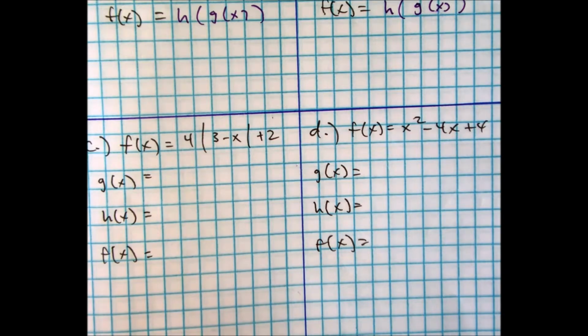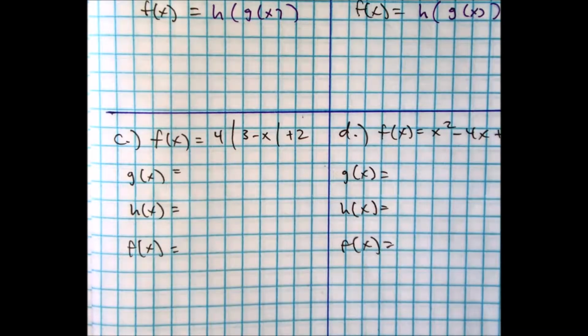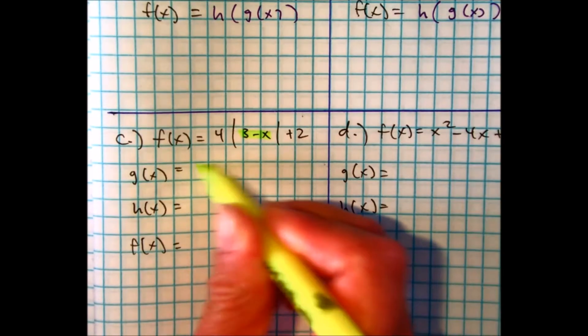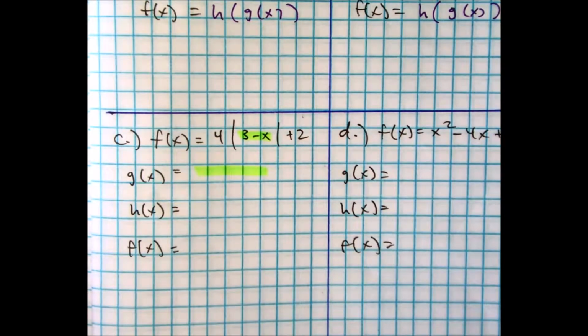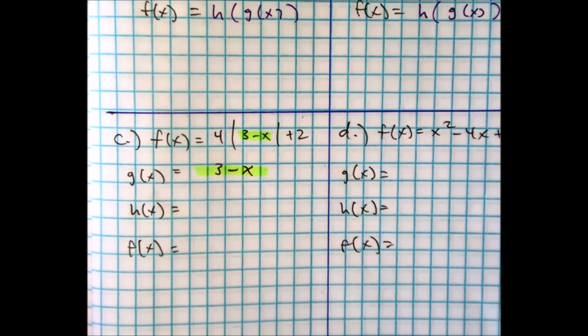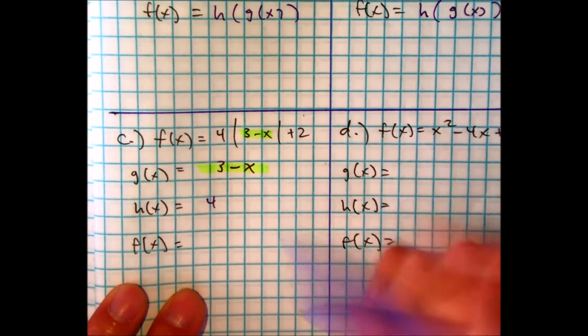All right, let's go over C. Put your finger on the part that we're going to highlight. What do you think I'm going to highlight? Now, there's multiple answers to these. There's multiple answers of how to do this, but I chose to do 3 minus x. Class, what did I not highlight? 4.